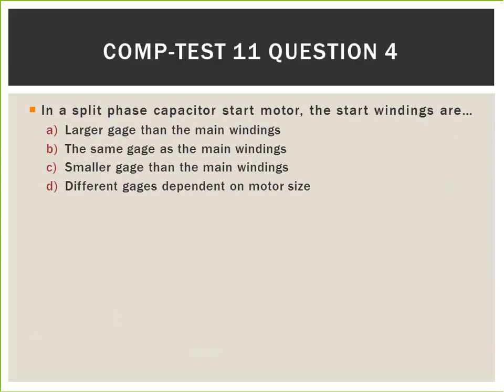Comp Test 11, question number 4. In a split-phase capacitor start motor, the start windings are: A, larger gauge than the main windings, B, the same gauge as the main windings, C, smaller gauge than the main windings, D, different gauges dependent on motor size.